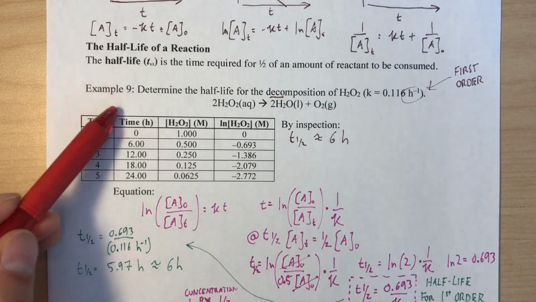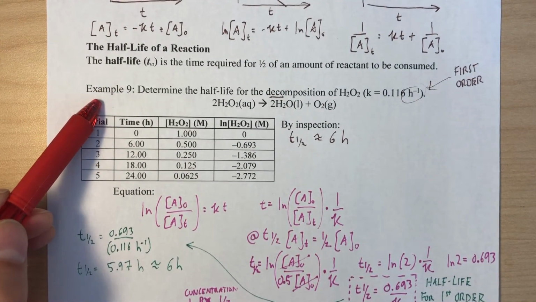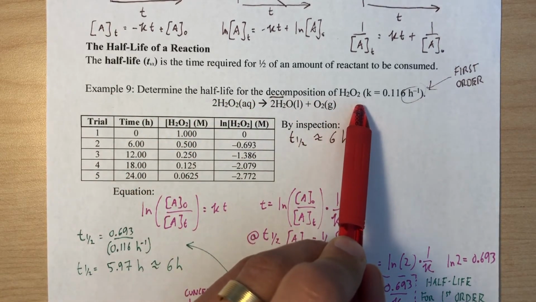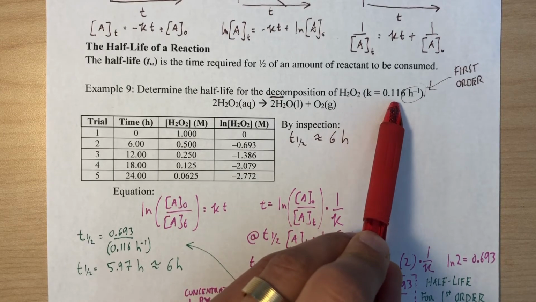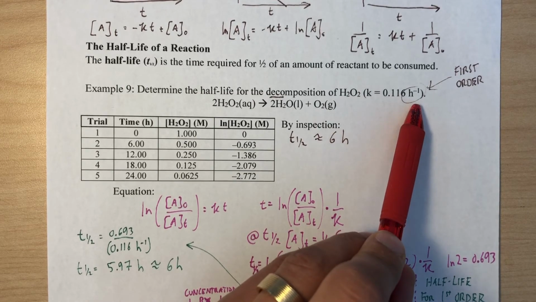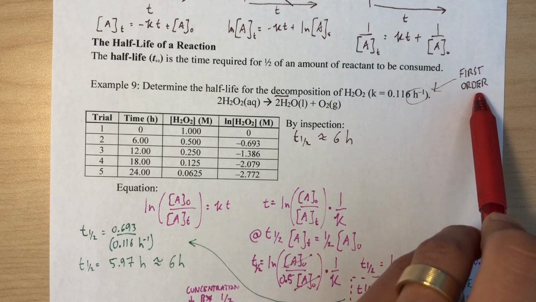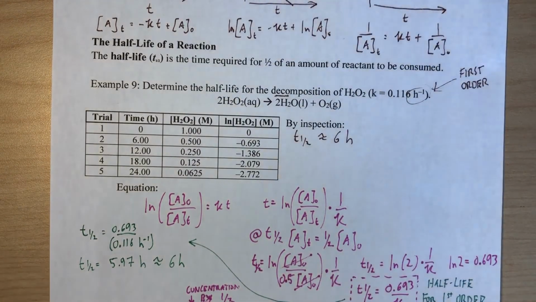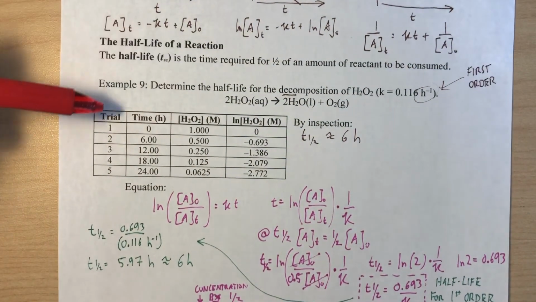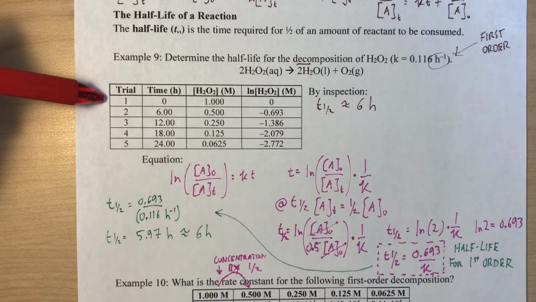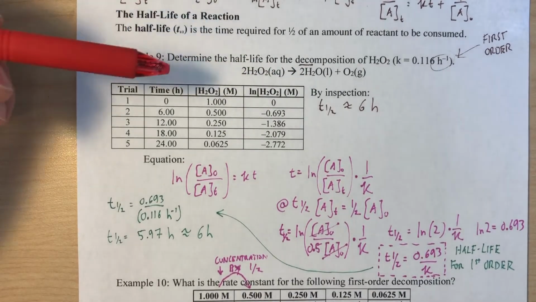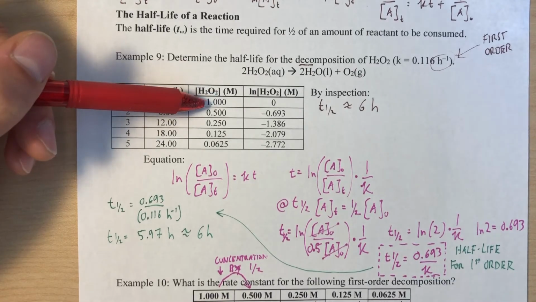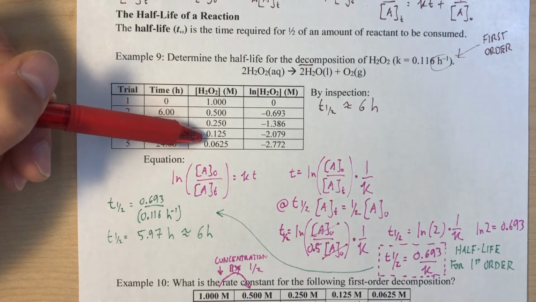So we're going to return again to our decomposition of H2O2. And we're going to determine the half-life for the decomposition of hydrogen peroxide, where we have a k that is equal to 0.116 inverse hours. We know that a first-order reaction gives us inverse time, so that's one way that we could determine that this is a first-order reaction. So here's that set of data again. By inspection, which is the scientific way of essentially saying eyeballing it, after every 6 hours, we can see that the hydrogen peroxide concentration is going down by half.